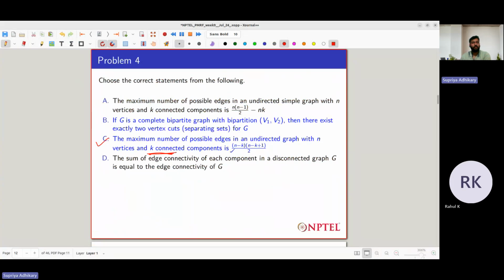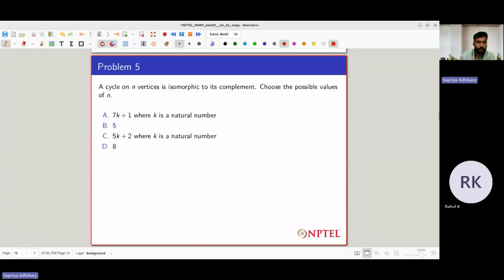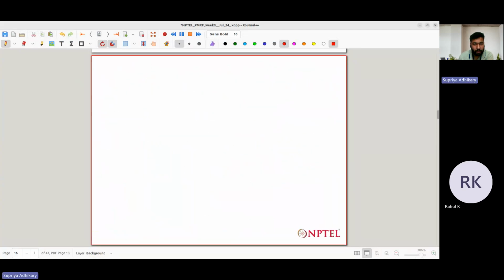And option B is given as: if G is a complete bipartite graph with the partition V1, V2, then there exists exactly 2 vertex cuts. So what is a vertex cut? A vertex cut is basically a set of vertices. By deleting that set of vertices, we can completely make the graph disconnected. Okay, so consider this over here. This is one simple graph like this.